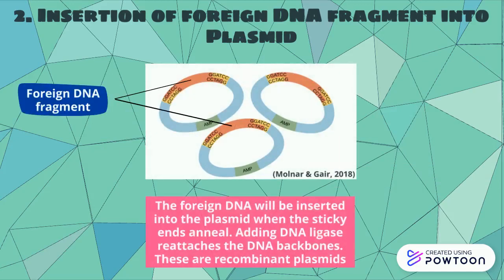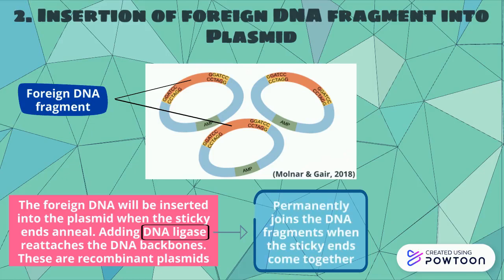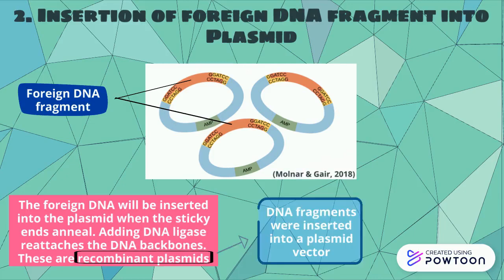The foreign DNA will be inserted into the plasmid when the sticky ends anneal. Adding DNA ligase reattaches the DNA backbones. These are called recombinant plasmids. DNA ligase will permanently join the DNA fragments when the sticky ends come together. However, recombinant plasmids are DNA fragments that were inserted into a plasmid vector.